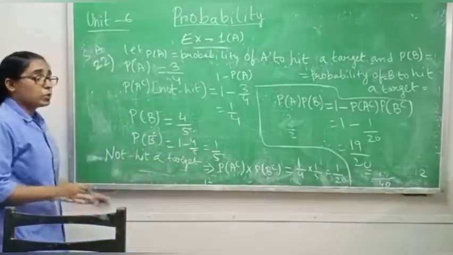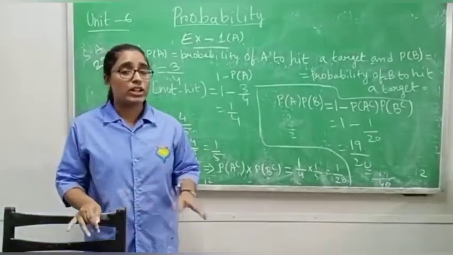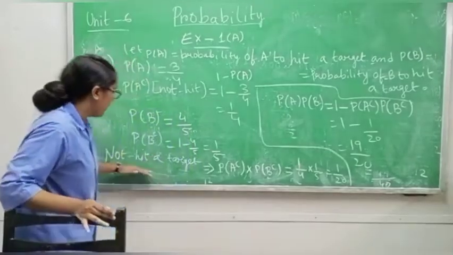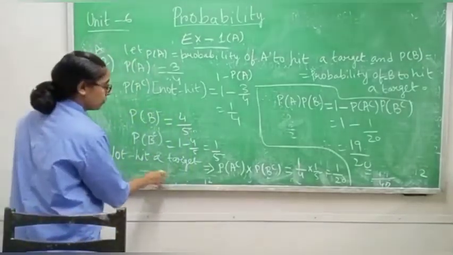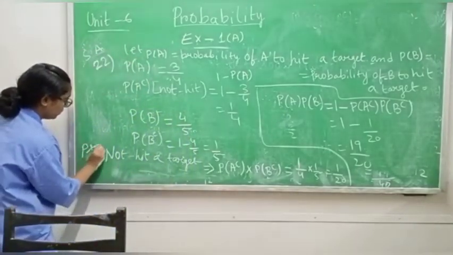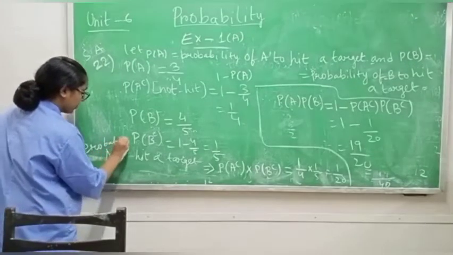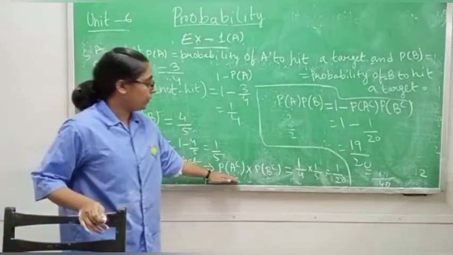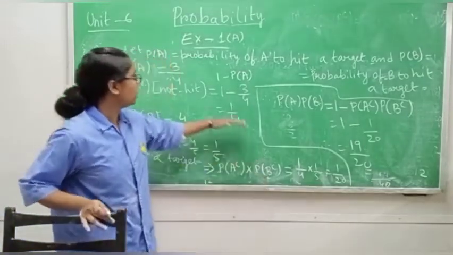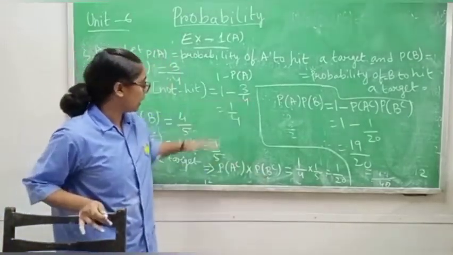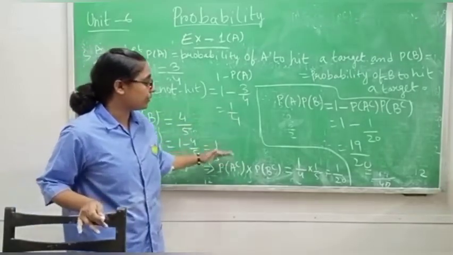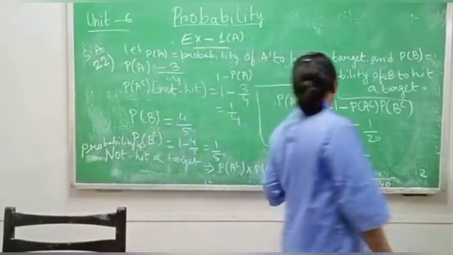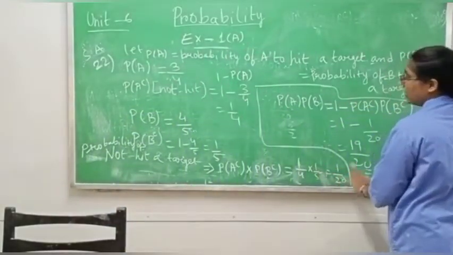Now they are asking probability of hitting the target. They are not asking probability of not hitting the target. So what we will do, we will find first the probability of not hitting a target. So PA complement into PB complement. Why? Because A is not hitting 1 by 4 times and B is not hitting 1 by 5 times. That is why I am multiplying. So 1 by 4 into 1 by 5, we will get 1 by 20.